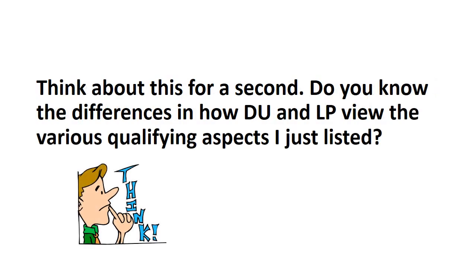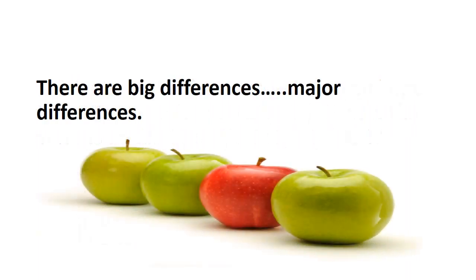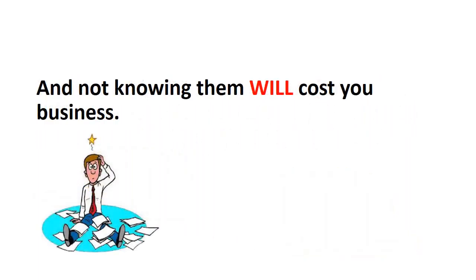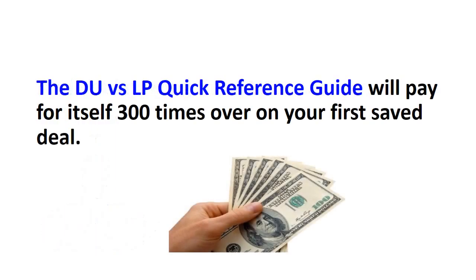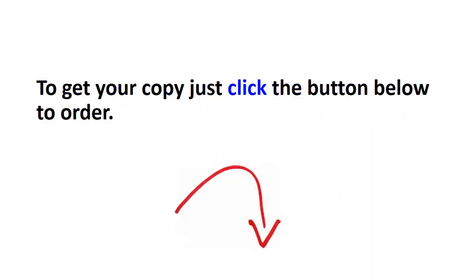I want you to think about this for just a second. Do you know the differences in how DU and LP view the various qualifying aspects I just listed? There are big differences here, major differences between the two of them. And not knowing them is going to cost you a lot of business. The DU versus LP Quick Reference Guide will pay for itself at least 300 times over on just your first saved deal. Now, to get your copy, just click the button below to order.